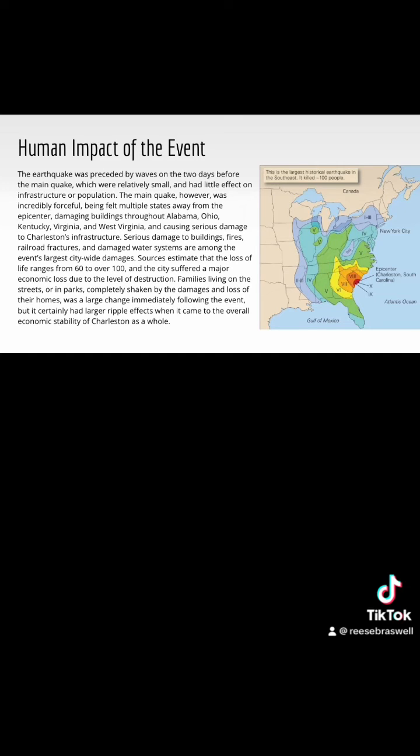Sources estimate that the loss of life ranges from 60 to over 100, and the city suffered a major economic loss due to the level of destruction. Families living on the streets or in the parks, completely shaken by the damages and loss of their homes, was a large change immediately following the event, but it certainly had larger ripple effects when it came to the overall economic stability of Charleston as a whole.